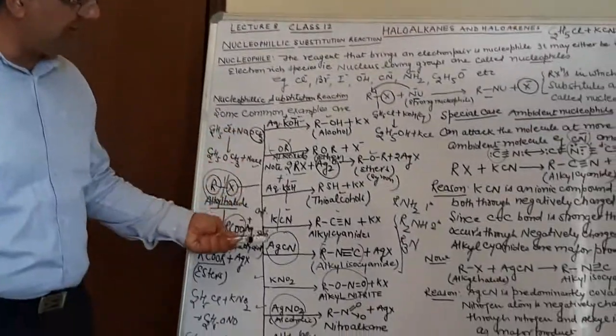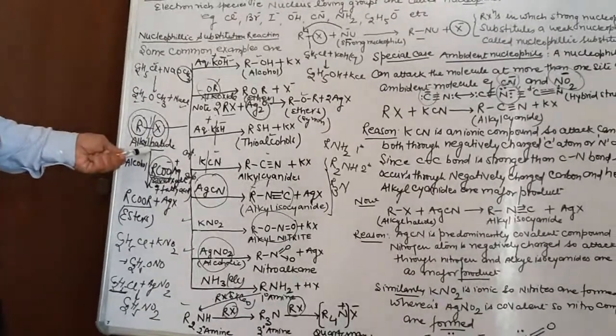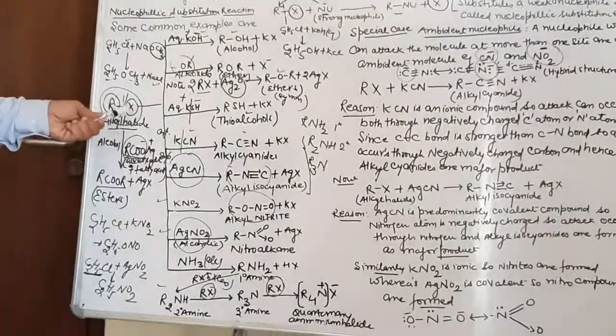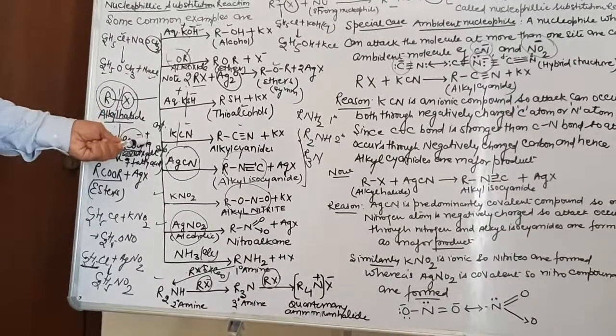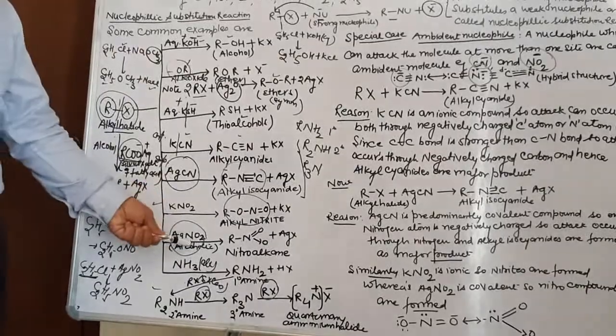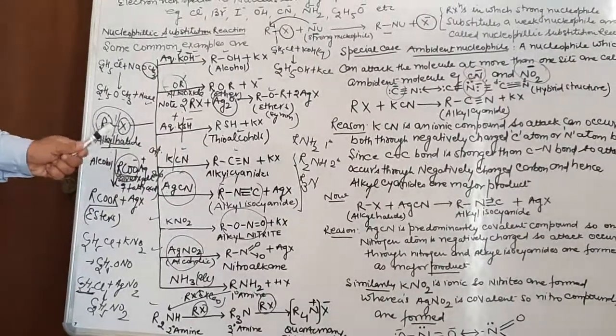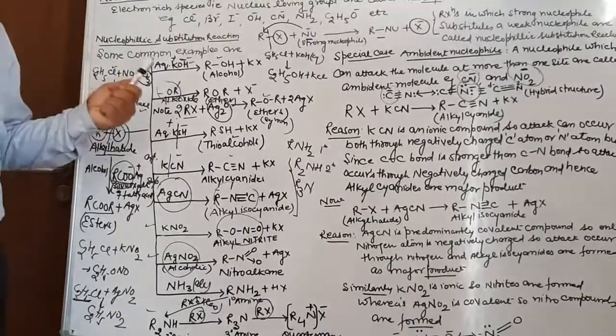Now, how does this reaction take place? As I already told you, the RX bond will be cleaved, and what will be the reactivity order? Alkyl iodide will be more reactive as compared to alkyl bromide, which is more reactive than alkyl chloride. And a nucleophile will substitute over here, resulting in a nucleophilic substitution reaction. Nucleophilic substitution reaction is a quality concept.